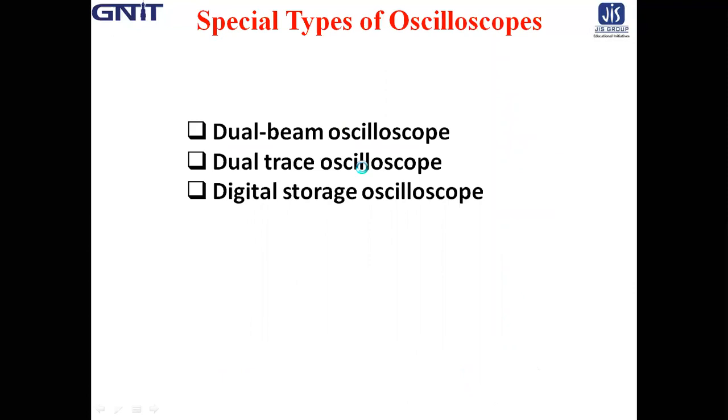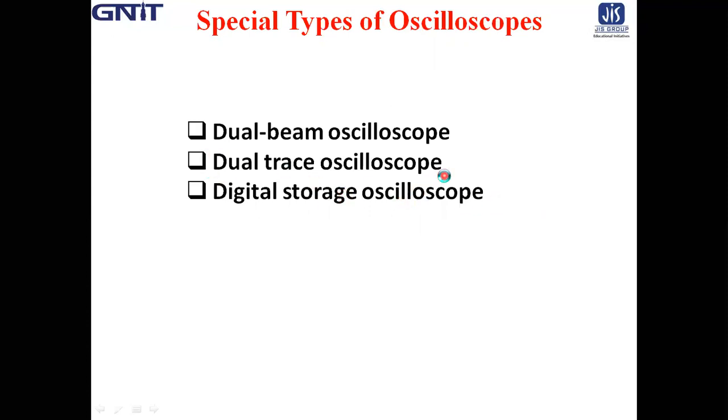What are the special types of oscilloscopes present? Typically there are three types of special oscilloscopes. They are called dual beam oscilloscope, dual trace oscilloscope, and digital storage oscilloscope. The dual beam oscilloscope is useful for concurrent observation of two signals simultaneously and comparing them.